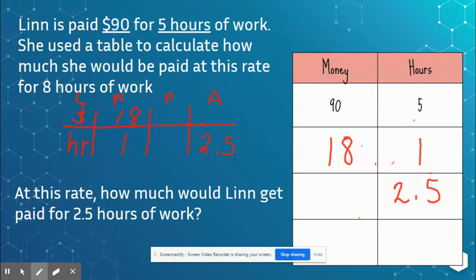How do we get from 1 to 2.5? Well, that's easy. Times 2.5. So whatever we do to the bottom, we have to do to the top. All right, so now you have to do 18 times 2.5. I'm not going to work this out on here, so I'm just going to put the answer, but of course, if you were doing this, you'd have to work it out. You would get $45.